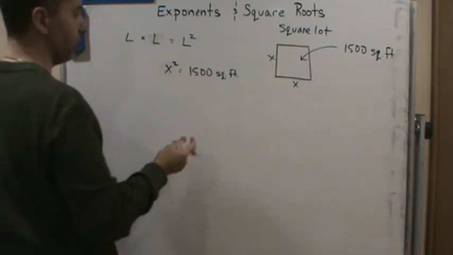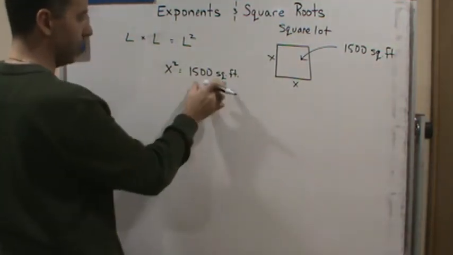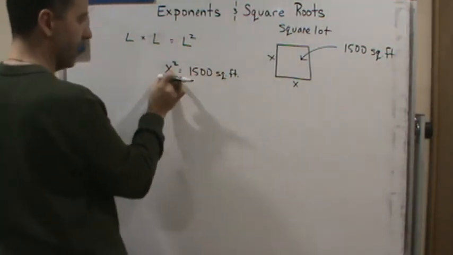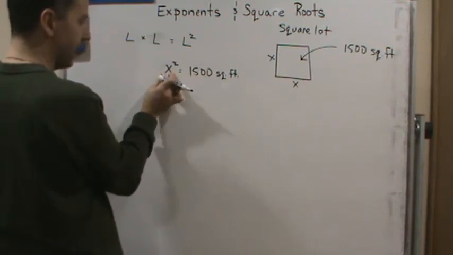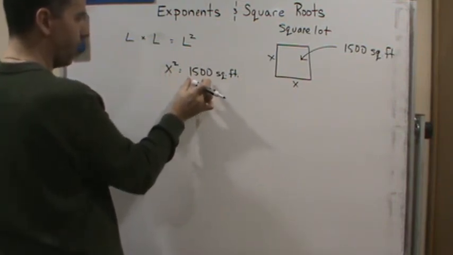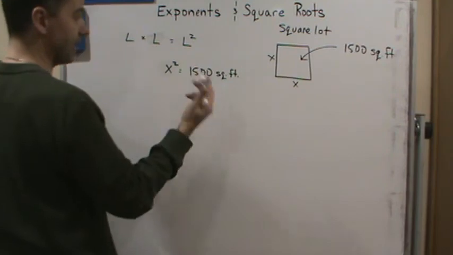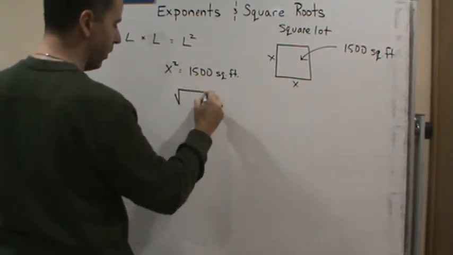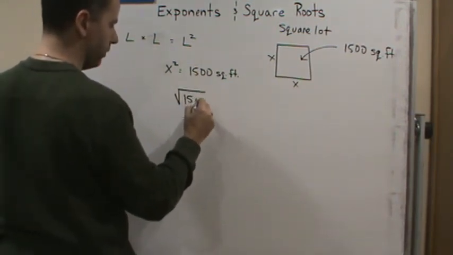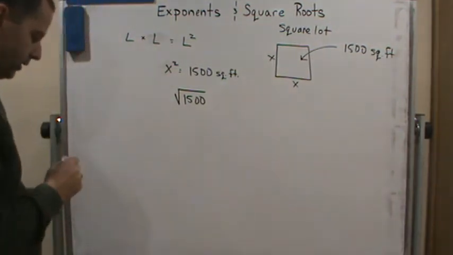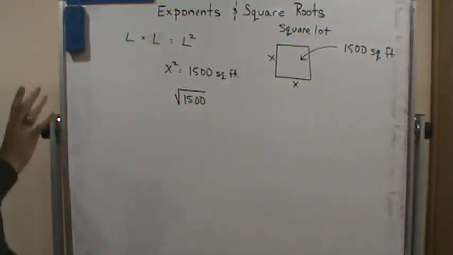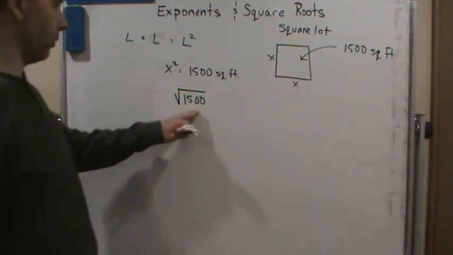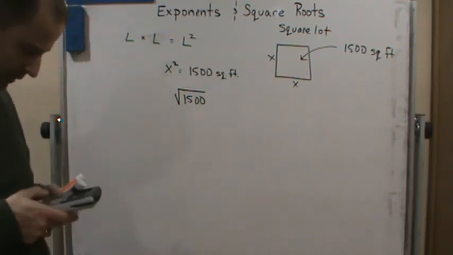And so what are we going to do? How are we going to find x? Guess what? We're going to take the square root of this. We're saying, hey, x squared is 1,500, right? So how do we find x? Well, we have to take the square root. So this is going to involve taking the square root of 1,500, okay? That's the gist of this, right? So now that we know what we're going to do, now we can use the calculator.